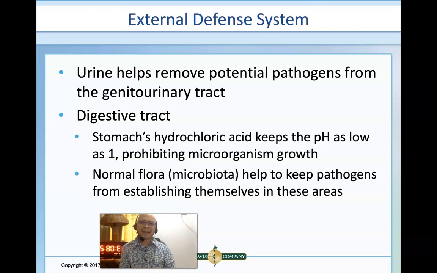So you might be asking me, if that's how potent our stomach is, how come there are still microorganisms? Okay. So you might be wondering, if our stomach has an acidity of as much as 1, how come there are still pathogens that can cause diarrhea?